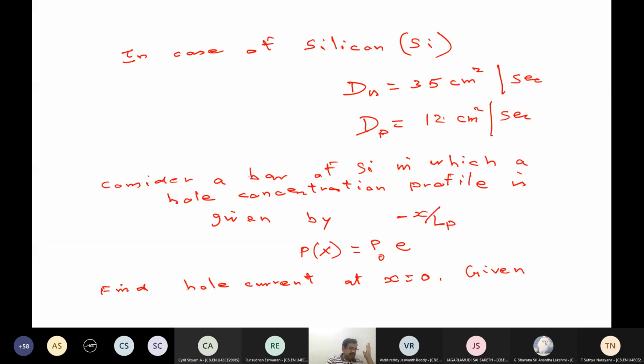First we have to find the hole current at x equal to 0. If I have that, then I can find the hole current IP in general. Sorry, there is a small thing here. This is actually to find the hole current density. Please make this correction. Find the hole current density at x equal to 0.